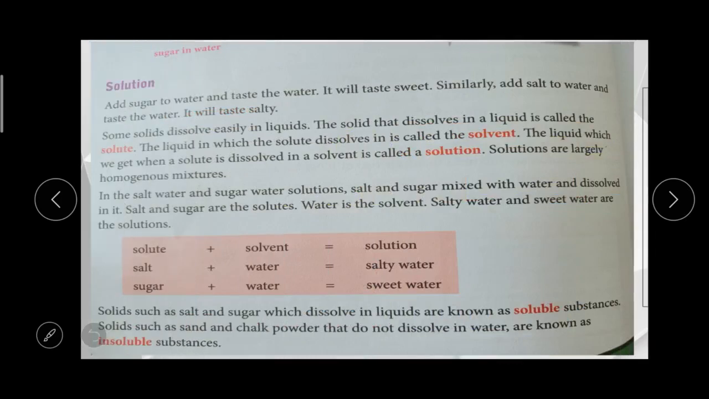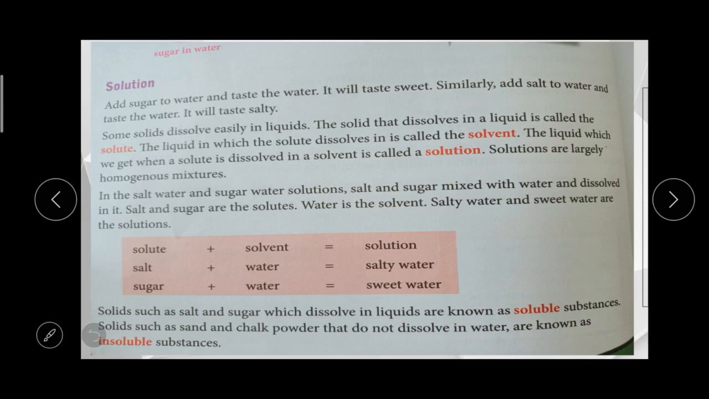Okay, then solution. So what is a solution? Take a cup of water and add some salt or sugar. If you add sugar, it will taste sweet. If you add some salt, it will become salty. We know that sugar and salt are solids, right? So we can dissolve a solid in a liquid.